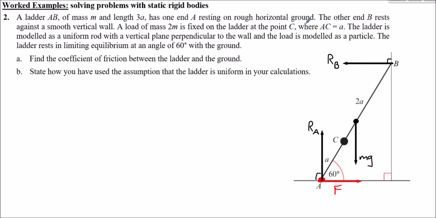So what else are we told? So at C, there's a load of mass 2m fixed at the ladder at C, so I need to add on that weight as well. If the load's 2m, the weight will be 2mg. So AC is A, that's been labelled. The ladder is modelled as a uniform rod, which we've used so that we can actually put on here the weight acting from 1.5A along. I can add that on now actually, so that's 1.5A.